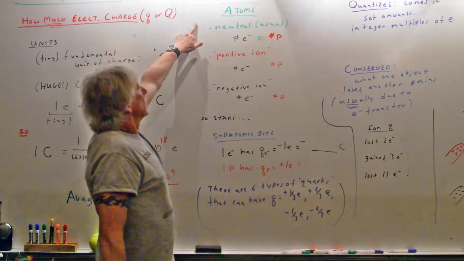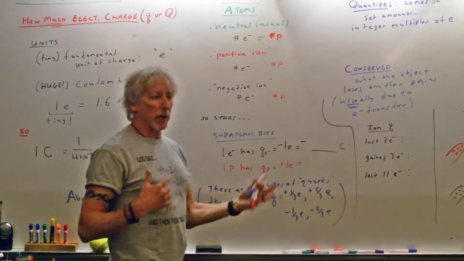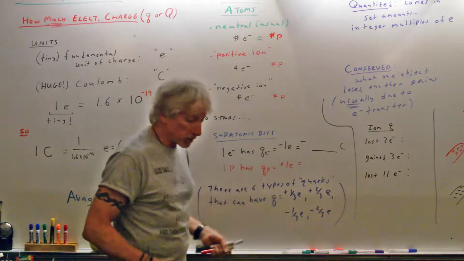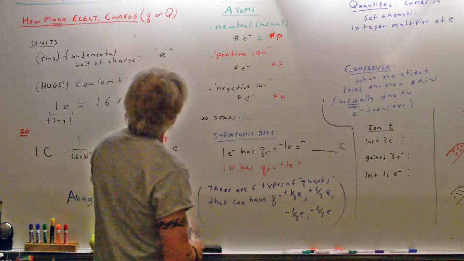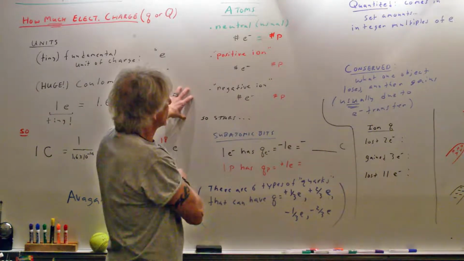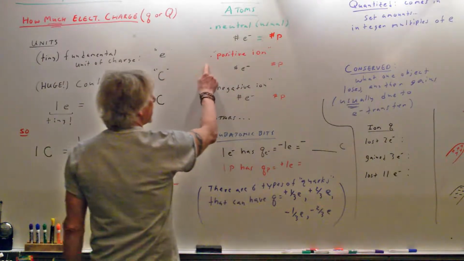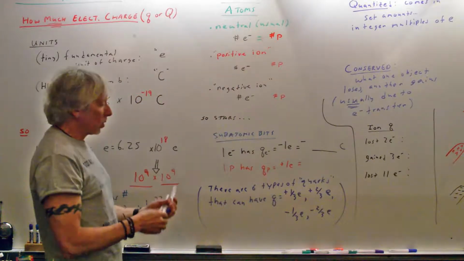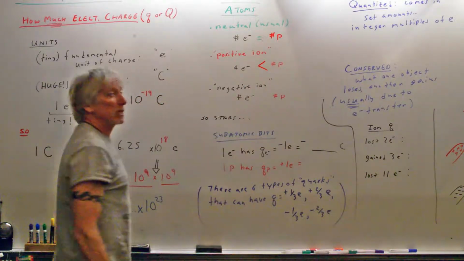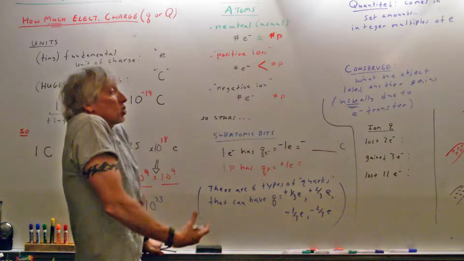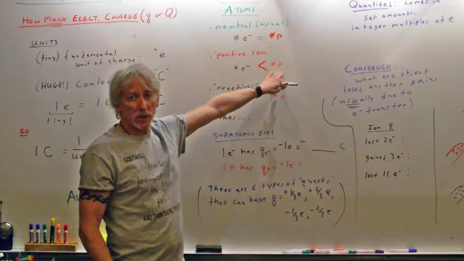So atoms. You may have heard of this. Neutral atoms, which is common. You and I are neutral, so we're not electrically attracted or repulsed unless we drag our feet across the carpet and we touch each other and shock each other a little bit. But for the most part, things are neutral, and so the number of electrons equals the number of protons. A positive ion, the number of electrons would be less than the number of protons. So that's when an atom gets its charge by losing electrons.